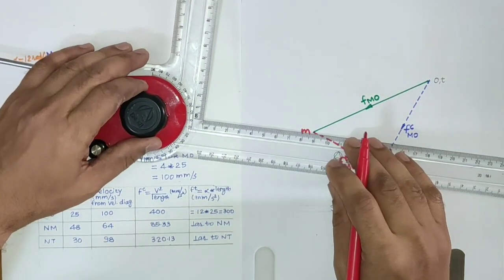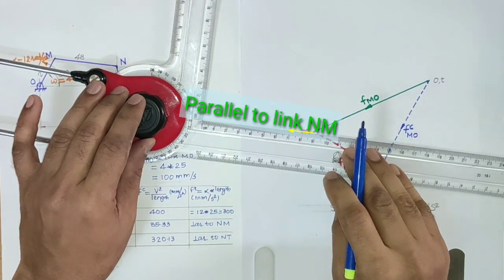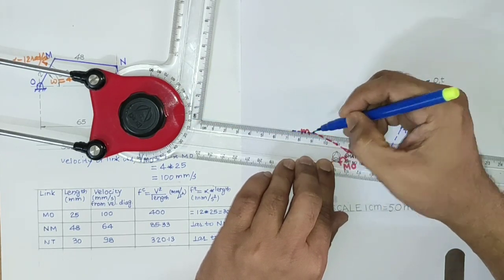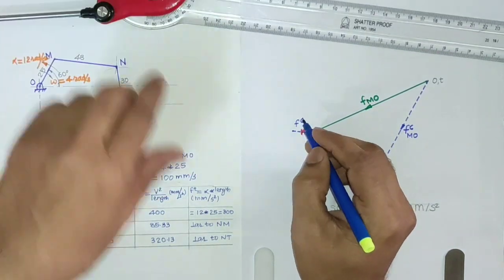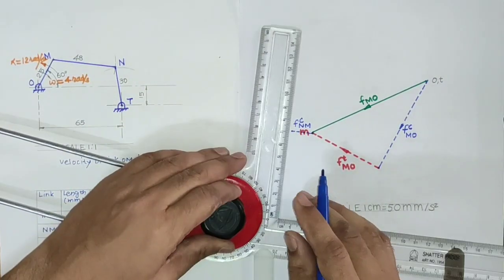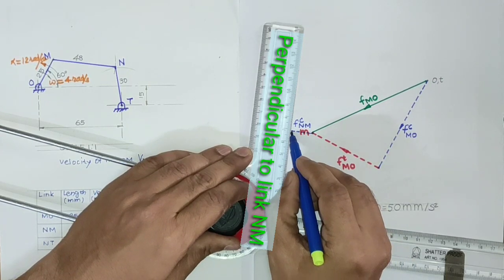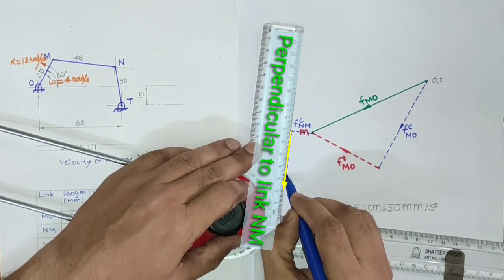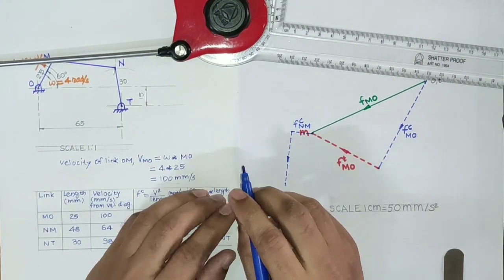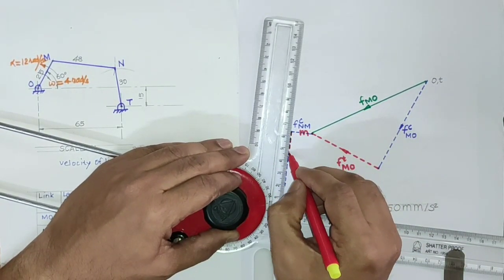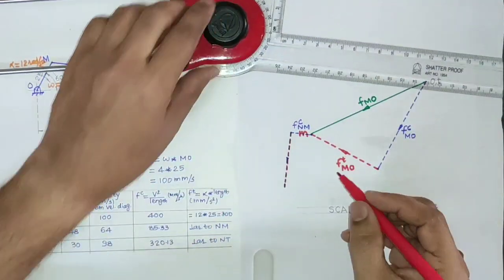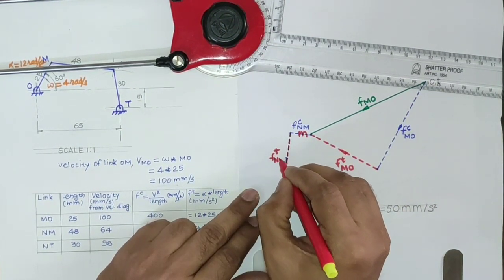Then draw a line parallel to link NM through M, which will indicate centripetal component of link NM. Its value is equal to 85.33 upon scale, that is 50, equal to 1.7 centimeter, FCNM. Then draw line perpendicular to link NM. Here magnitude is not known, but direction is known, that is perpendicular to link NM. Along this line we will get the value of tangential component of acceleration for link NM, FTNM.